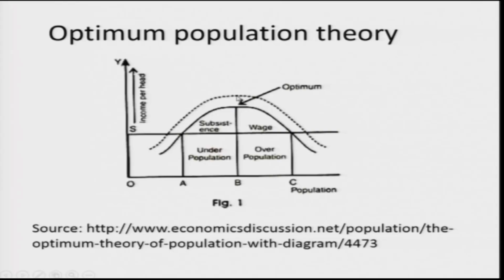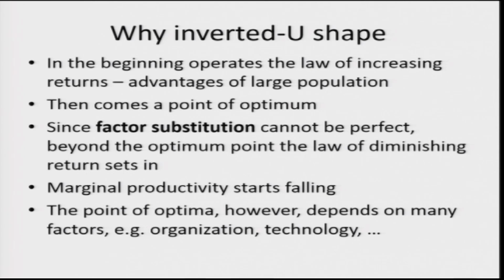Then there comes a point beyond which further increase in population leads to a fall in per capita income or standard of living or quality of life. That is the optimum point. And if population is at the optimum level, then it's good. But less than that or more than that, in both conditions, population can be problematic. In the beginning, the law of increasing returns operates. The more the population.